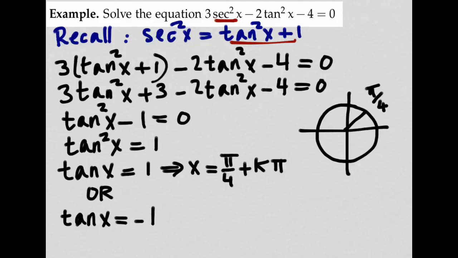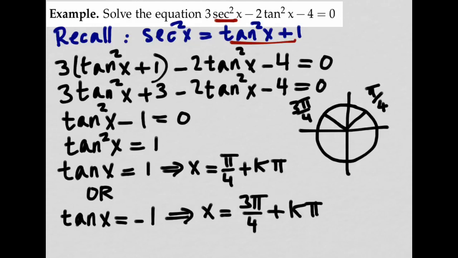And the second equation, tangent x equals negative 1, gives rise to one solution in the period 0 to pi, namely at 3 pi over 4. In other words, tangent of 3 pi over 4 equals negative 1. So the second equation gives rise to x equals 3 pi over 4 plus k pi, k is an integer. And that's the general solution to our equation.